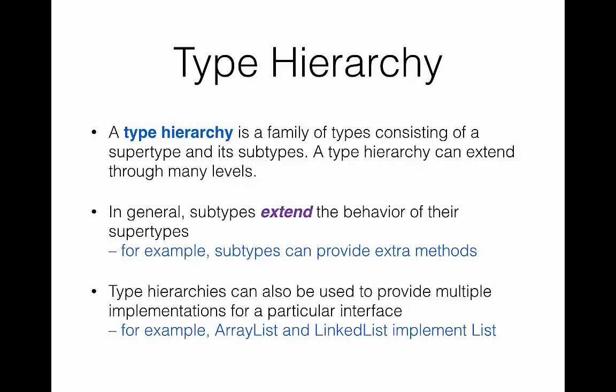But what I want to really draw your attention to is the two bullets underneath the type hierarchy definition. Because although there are many different kinds of type hierarchies, these are the two you're going to see most often. The first is the most common. That's where the subtypes extend the behavior of their supertypes. For example, the subtype might provide extra methods that the supertype doesn't have, or the subtype might override a supertype method.